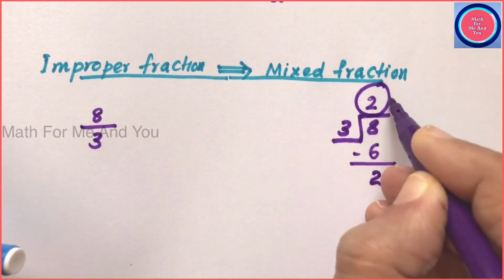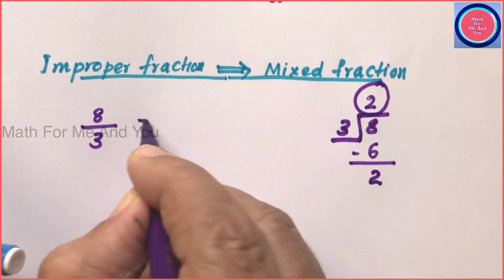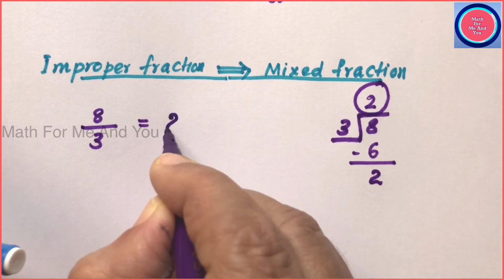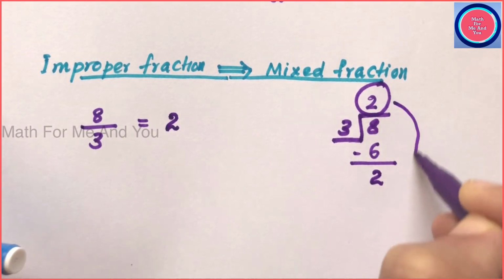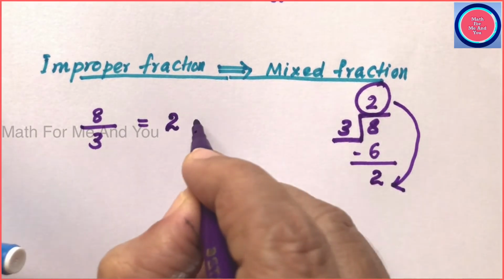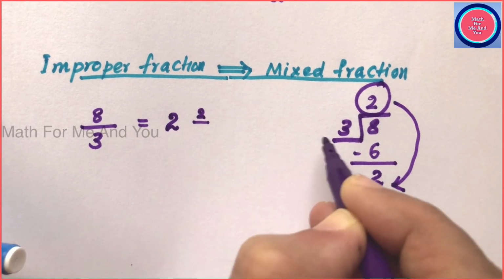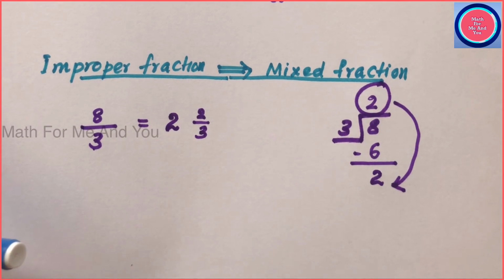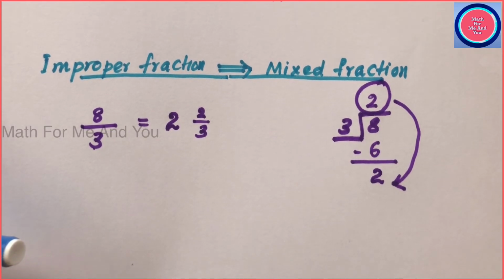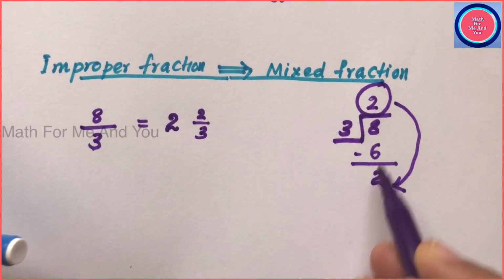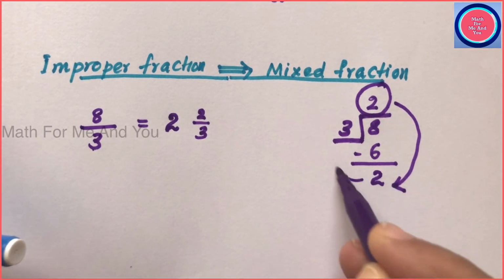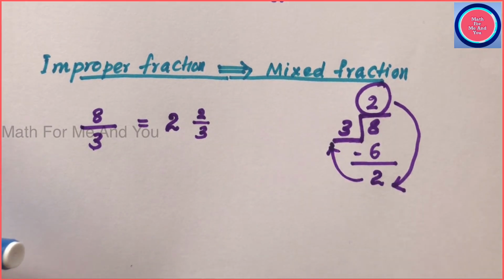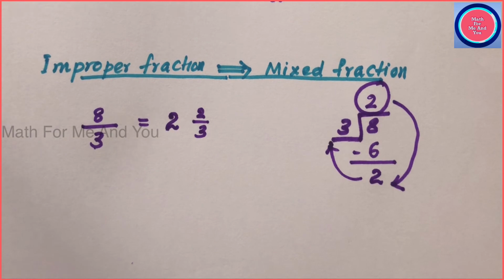Now we are going to write it as a mixed number. See the quotient, it is 2. We will start with that number, 2. That is the number part. And now the next number is 2. That will be the numerator and 3 the denominator. Left side and right side we can see the fraction with the same denominator. So 2 numerator, and then 3 denominator, and the quotient is the number part.